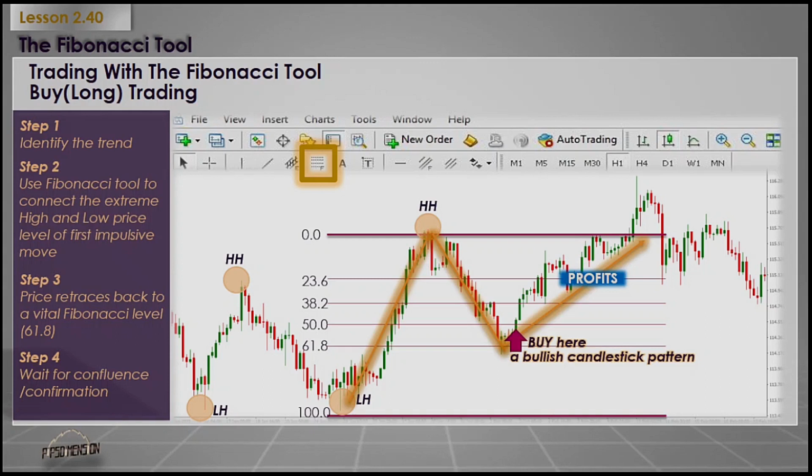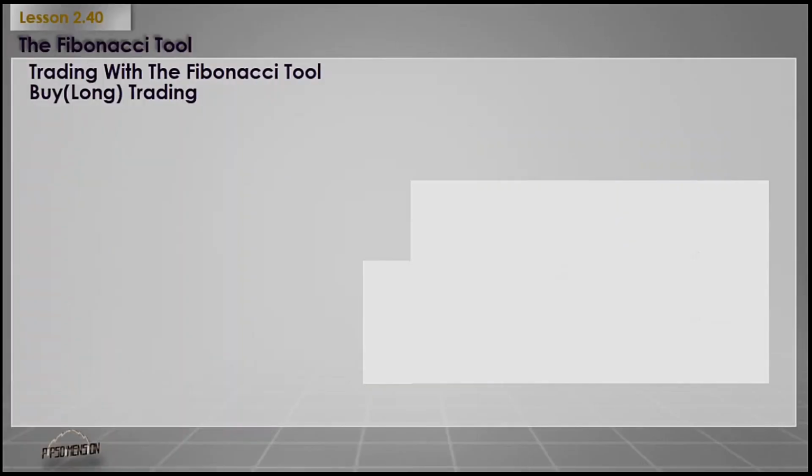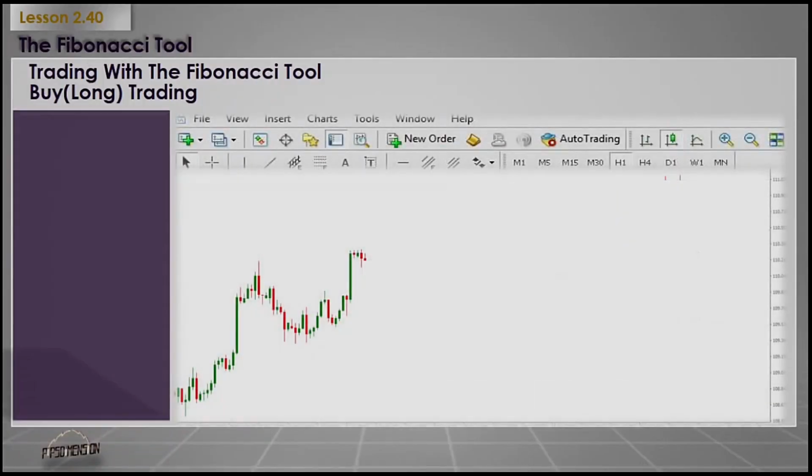Take a look at another trading example. Step 1. Starting from the beginning of the chart, we need to identify the trend by locating the extreme high price points and the extreme low price points. We can see these make higher highs and higher lows, meaning the market is uptrending. And since the market is uptrending, we need to look out for buy trades with the Fibonacci tool.